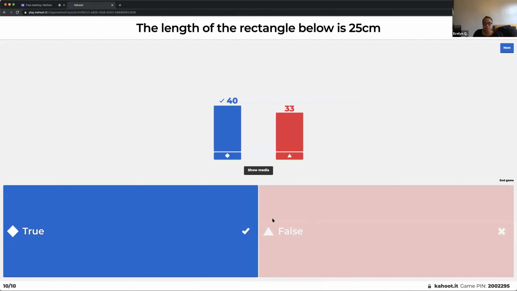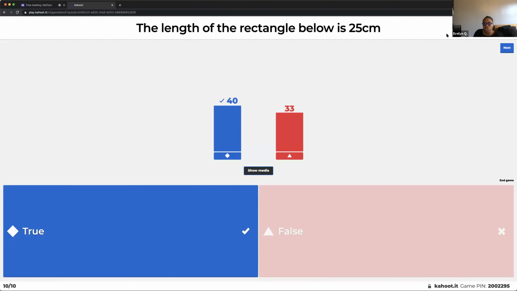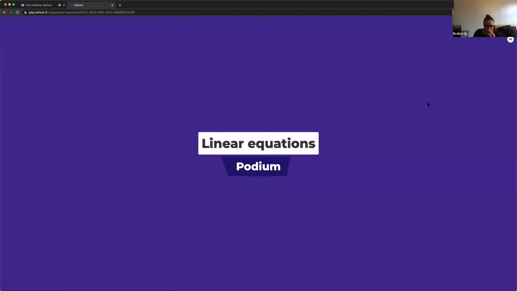Brilliant, it is true. Let's have a quick look at it. Now, if we have a look, the perimeter is 72, meaning that if I add up all my sides, I get 72. So to form the equation, you're going to do 2x plus 3 plus another 2x plus 3, because remember, two sides of a rectangle are equal in length, and then you plus x and plus another x, that equals 72. You simplify it, you solve for x, and then remember, we're looking for the length of the rectangle. Now they've told us the length is 2x plus 3. So once you've found out what x is, you substitute it into 2x plus 3, and you get 25 centimeters. So brilliant. Well done for all of those who got that question.